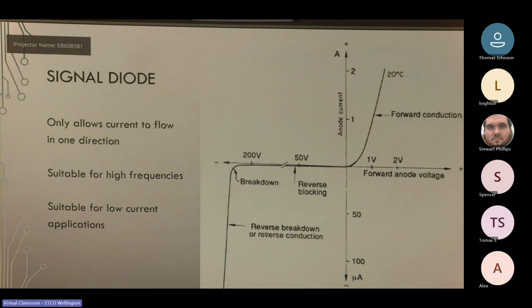Any of you guys Doctor Who fans out there? Any questions about the signal diode? No? Cool. So we will move on.